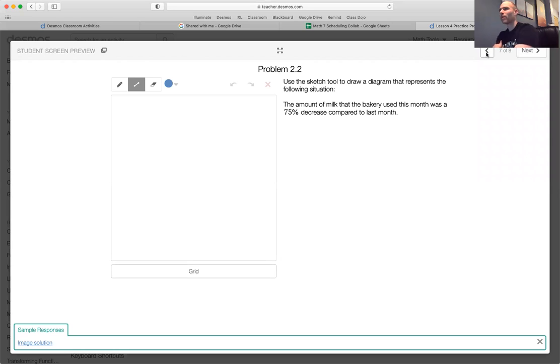All right, it says, use the sketch tool to draw a diagram that represents the following situation. The amount of milk that the bakery used this month was a 75% decrease compared to the last month. That's a lot. Like they used a lot less milk. I wonder what happened. They go out of business or something?